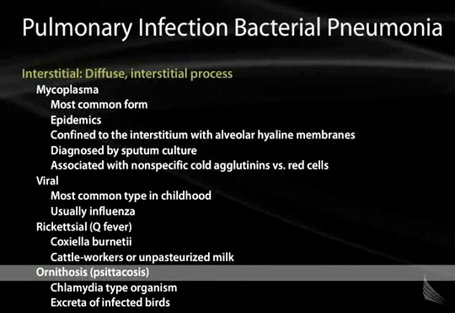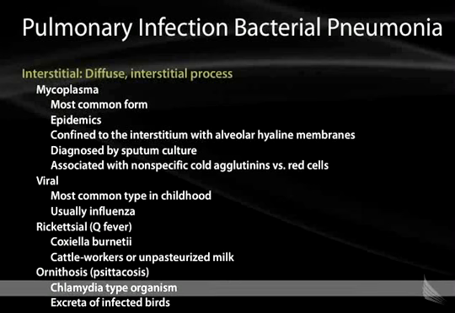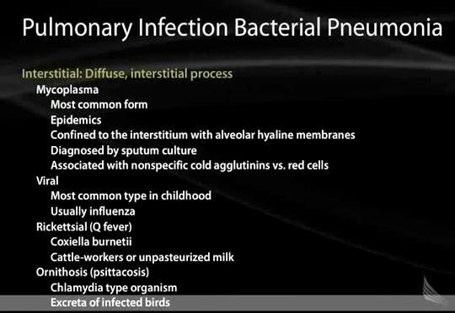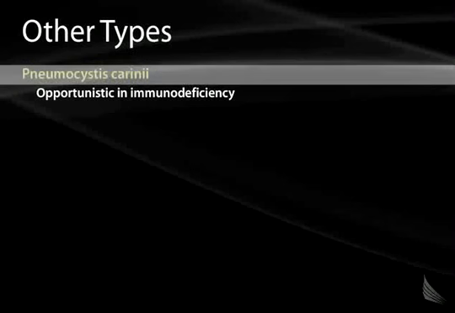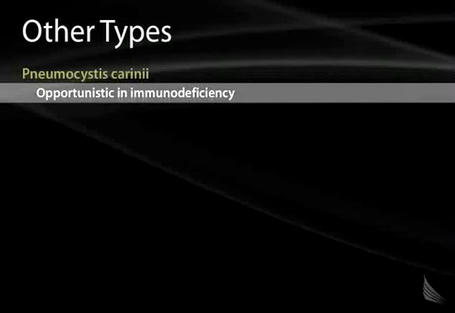Ornithosis or psittacosis is normally due to Chlamydia psittaci and is with exposure to the excrement of infected birds, pigeons, or even bats. Other types of pulmonary infections include Pneumocystis carinii, otherwise now known as jirovecii, or PCP, and this is normally found in opportunistic infections in immunodeficient people, such as those with HIV/AIDS or undergoing chemotherapy.